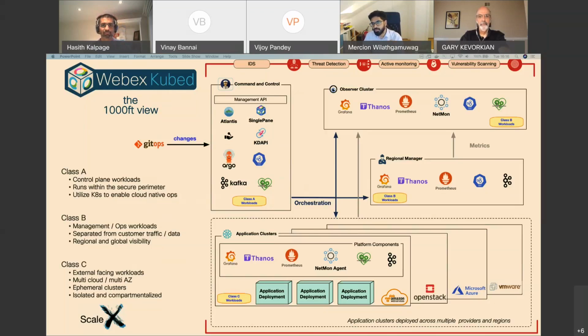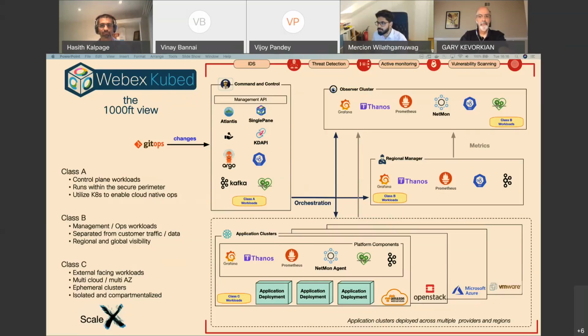But in effect, when that change hook comes into the command and control, it calls the IaaS APIs, it brings up the infrastructure, and it provisions a cluster, it creates everything, and deploys the application workloads onto them. So that brings us to the Class C clusters, which is at the bottom there. Those are our application clusters, right? And those are the clusters that run our customer-facing workloads.